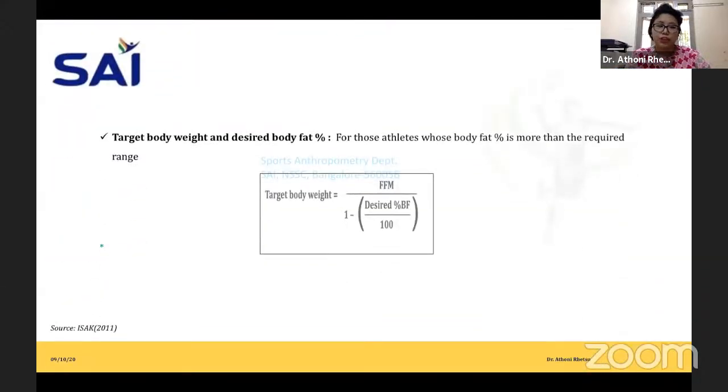Another thing, which we use at ISAC, is an equation which I got from ISAC, and I've mentioned the source here also. What they commonly use for an athlete is a target body weight and desired body fat percentage. For example, if the athlete's body fat percentage is more, say 22, and you want to bring it down slowly to a particular range, you can give a certain target body weight for them. In this case, you need the fat-free mass and the desired body fat percentage. In this equation, you need a value for the desired body fat percentage. Then you'll be able to calculate how much the target body weight should be for the athlete.